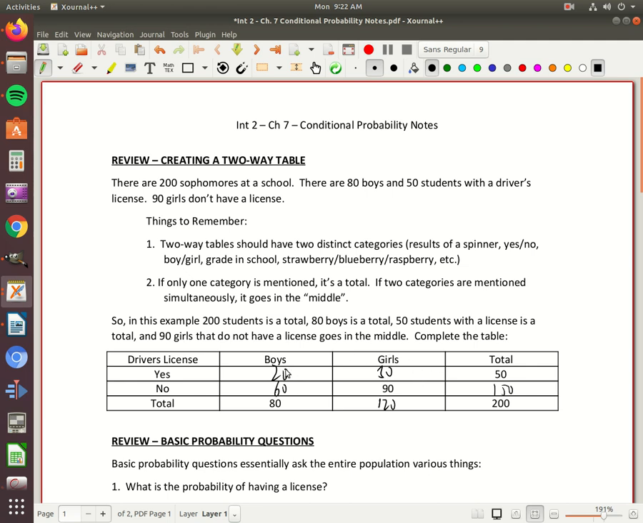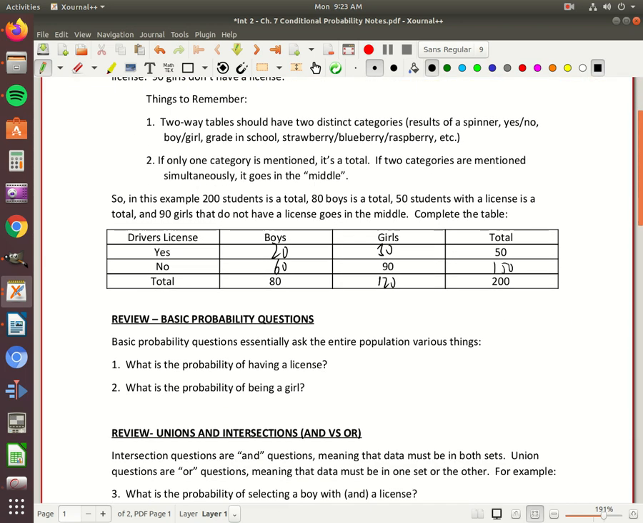And again, add it all up. 20 plus 60 is 80. 30 plus 90 is 120. 50 plus 150 is 200. And then go sideways. 20 plus 30 is 50. 60 plus 90 is 150. 80 plus 120 is 200. You want to make sure that it adds up the whole way. So again, just some things to remember when you're creating your own two-way table.